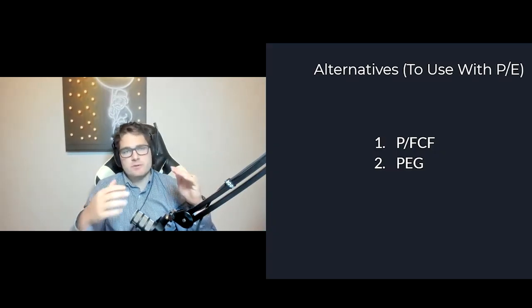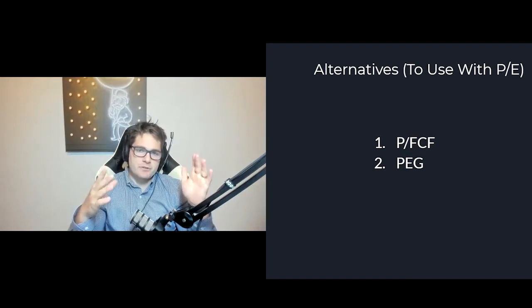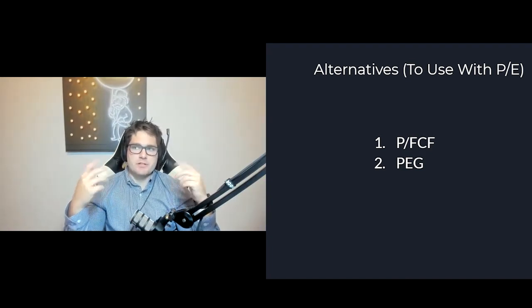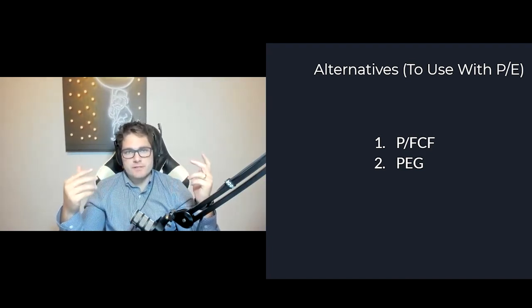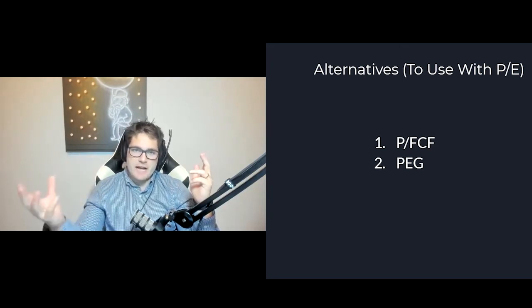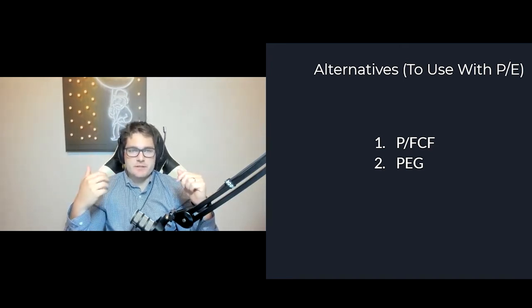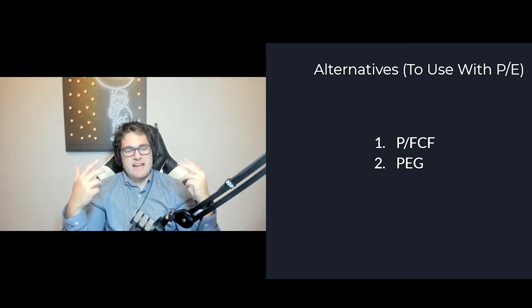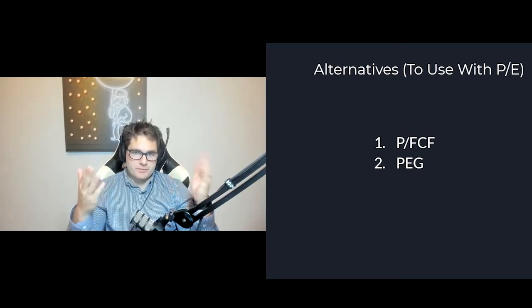Now, on top of that, we want to discuss some alternatives to the PE. Some alternatives to the PE can include the price to free cash flow. And as we were discussing earlier, free cash flow is oftentimes a better judgment of the actual performance of a business. It is the actual cash that's coming into the business, and it can reflect what the business can actually use to give you, the shareholders, some money.